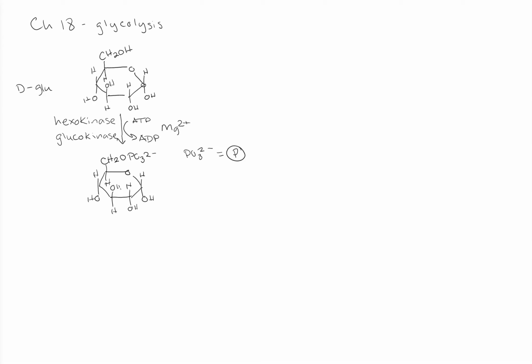And this is D-glucose 6-phosphate, which makes sense because the phosphate has been put on the 6th position. This can also be abbreviated as G6P. So this is the first step. Our second step, once we have glucose 6-phosphate, is we're going to go through an isomerization reaction. And this is going to be exercised through an enzyme, phosphoglucoisomerase.